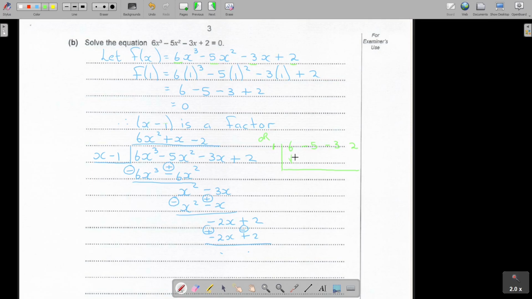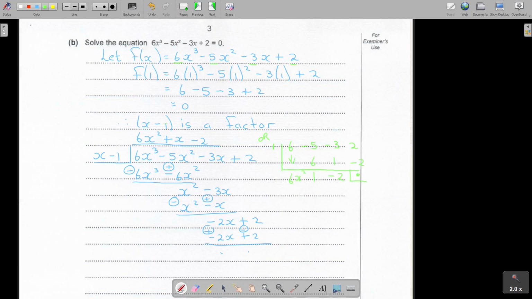Now, the first one you just bring down. So always remember, just bring down 6. So I multiply, and I get 6. I subtract, and I get 1. I multiply, and I get 1. I subtract, and I get negative 2. I multiply, and I get negative 2, and that's usually showing you the remainder is 0.